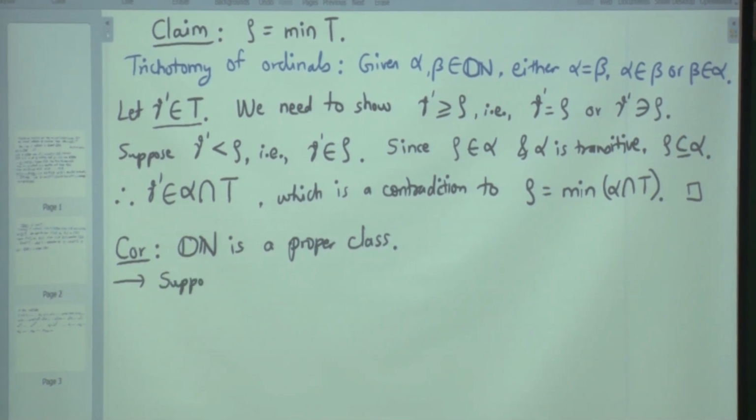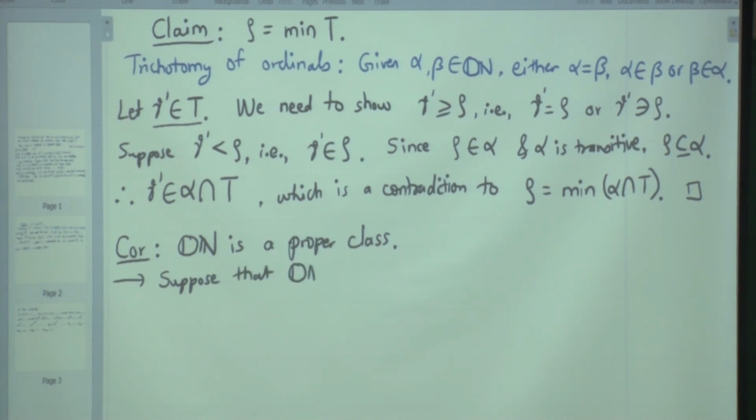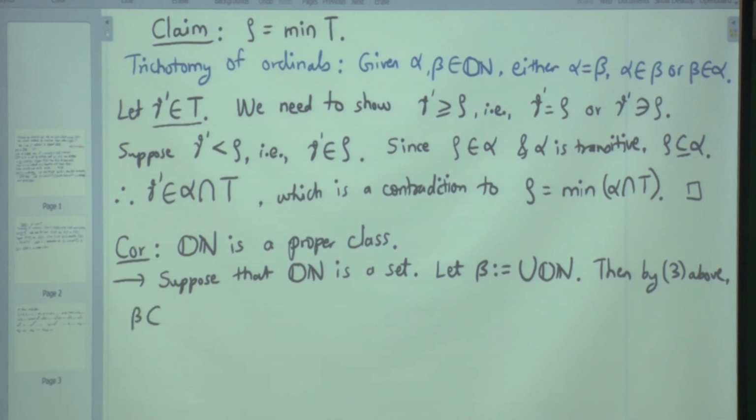So suppose for contradiction that On is a set. Then what can we do if we have a set of ordinals? Take the union. Yes, so let beta be the union of On. Then by 3 above, what can I conclude? Where does beta live? In On. Beta is again an ordinal, correct? We just showed that a union of a set of ordinals is again an ordinal. We have assumed that On is a set, so beta is the union of a set of ordinals, and therefore it must be an ordinal itself.